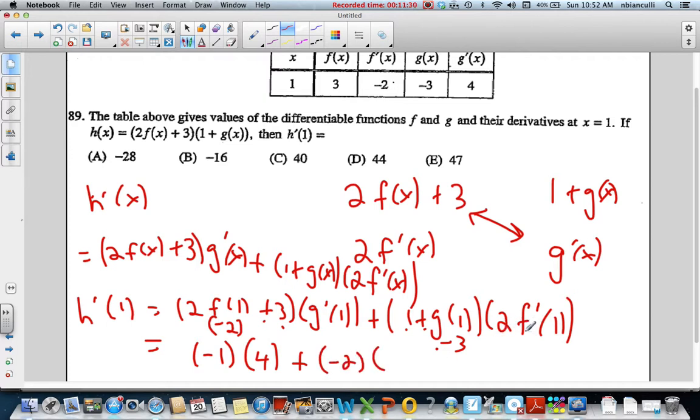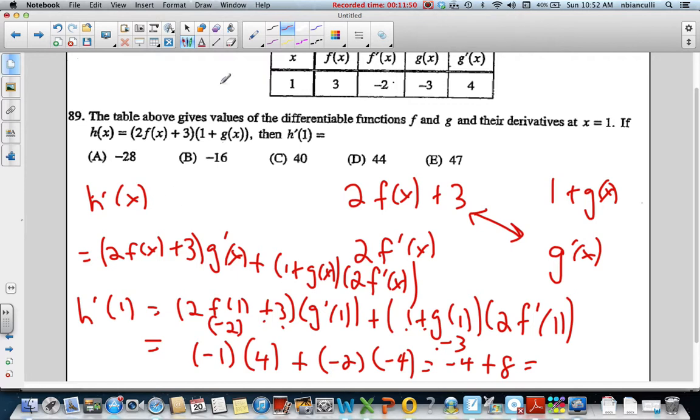f prime at 1 is negative 2. 2 times negative 2 is negative 4. So this looks like it comes out to be negative 1 times 4 is negative 4. Negative 2 times negative 4 is positive 8. And I think we get an answer of 4, which is not correct. So I have to go back and see what I did wrong here. Let's see.